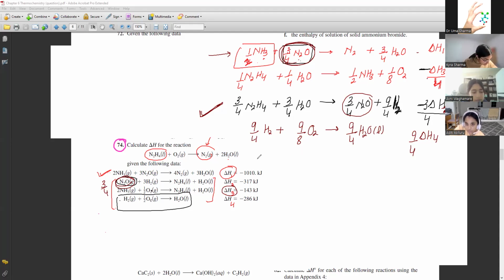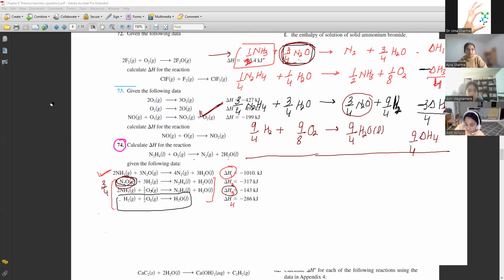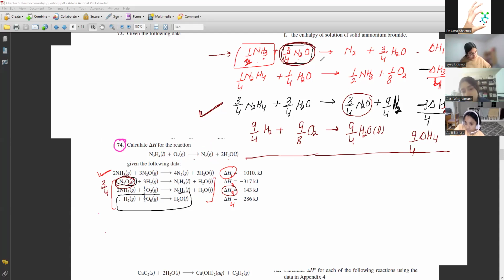Okay, now add all these equations. We'll come to know whether we are right or wrong. If we get our desired equation, then fine. Otherwise, we did some error. Is this 3 over 4 N2O cancelled? Yeah. 9 by 4 H2, 9 by 4 H2, yes. Aditi, what else is cancelled? Ammonia should also cancel. Is it cancelling half ammonia? Yeah.